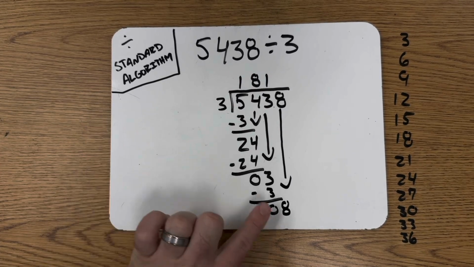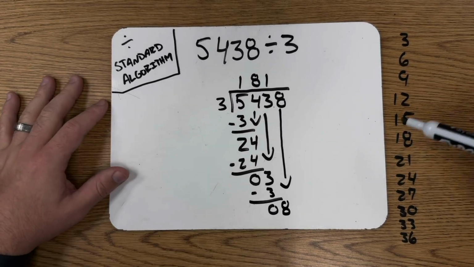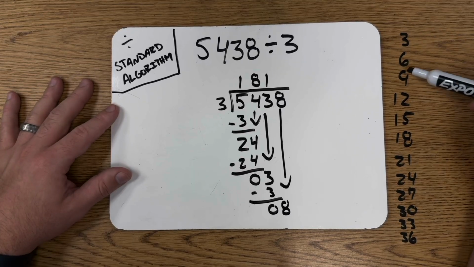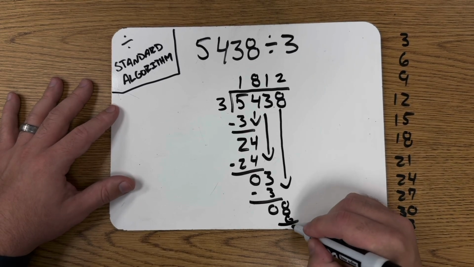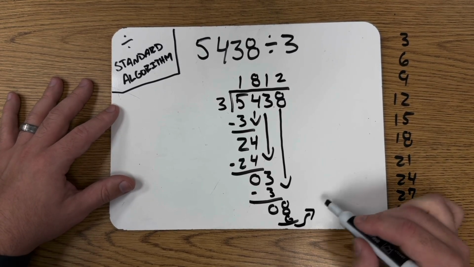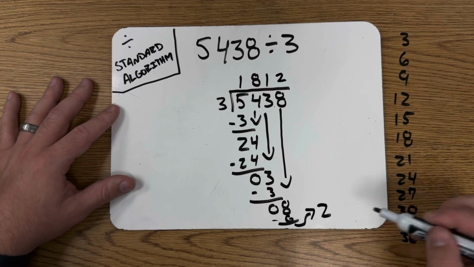I look at my 3, I look at my 8. How can I get the closest? The closest is with a 6 because a 9 is too far. So that is 1, 2. 3 times 2 was 6. We are out of room here, so I'll bring this over. 8 minus 6 is going to be 2.